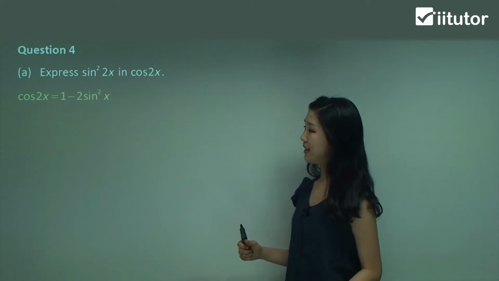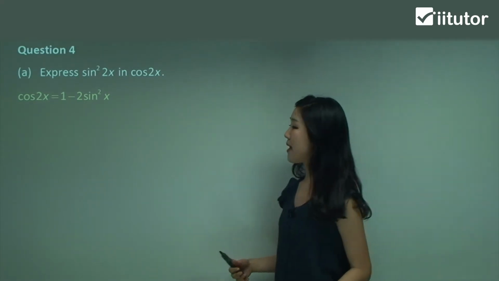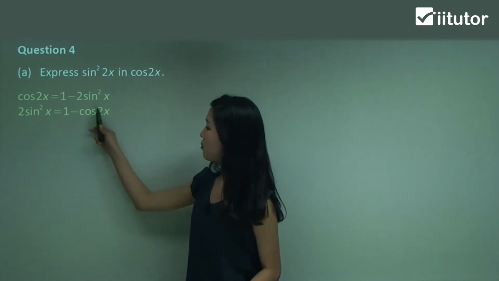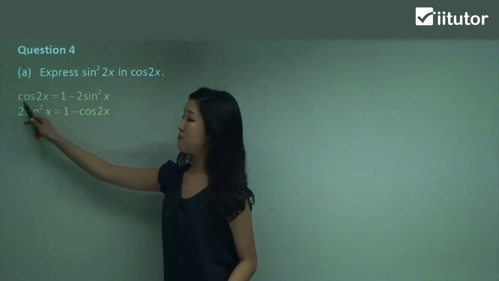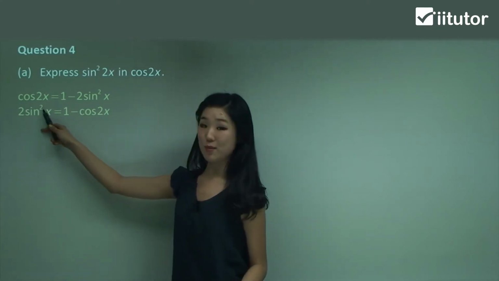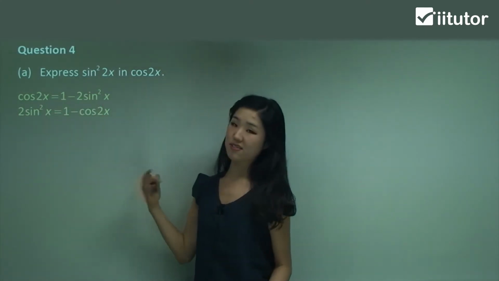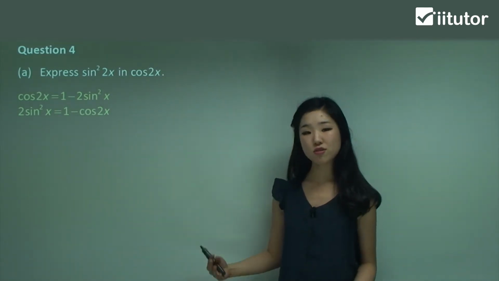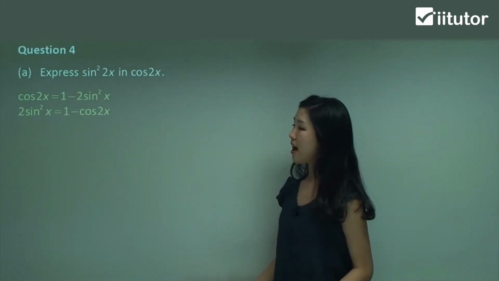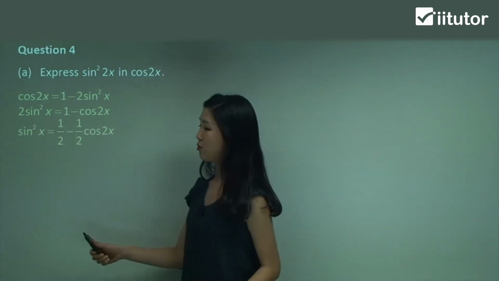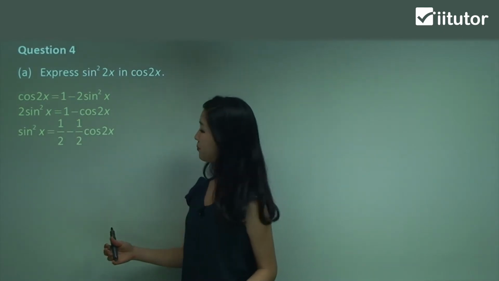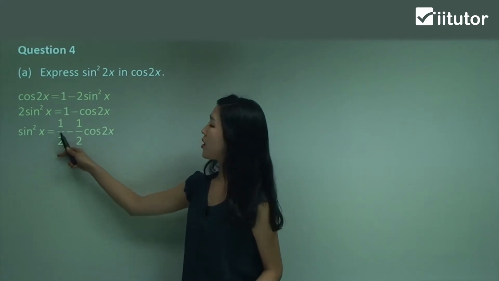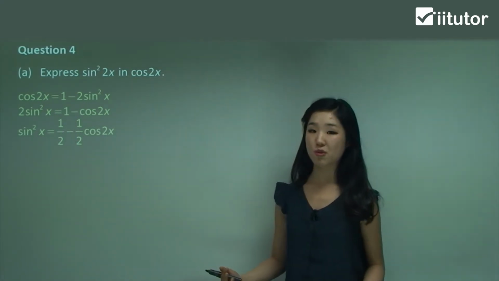So I've got my identity. Now what I'm going to do is make 2 sine x squared the subject. All I did was move this onto the other side to make it a positive 2 sine x squared, and then move the cos 2x onto the other side. Basically, it's just some algebra. 2 sine x squared equals 1 minus cos 2x. Now I'm going to make sine x squared the subject by dividing everything by 2. So this becomes sine x squared, and the right hand side becomes 1 over 2 minus 1 over 2 cos 2x.